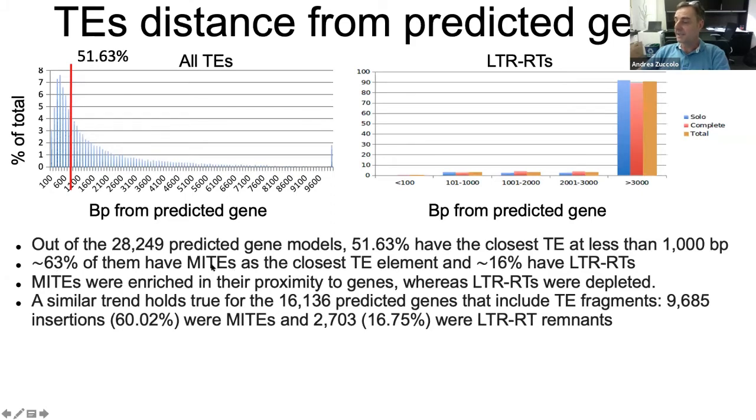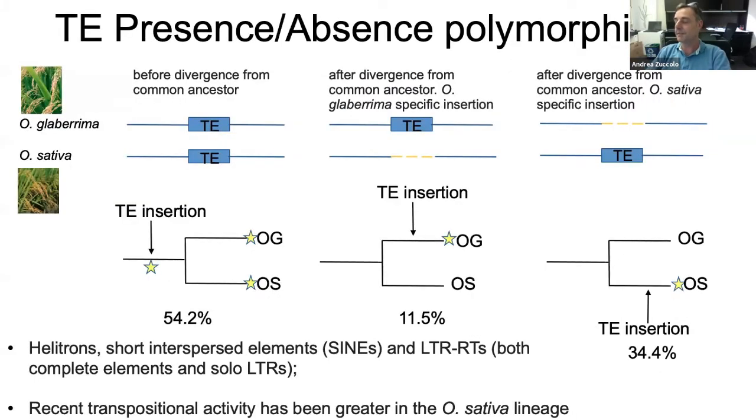63% of these TEs are MITEs that are so enriched close to the genes. 16% are long-terminal repeat retroelements that are depleted there. A similar trend holds true also for the more than 16,000 genes that have an insertion of TE fragments inside. 60% of them have a MITE, or more than one MITE. 16% have an LTR retroelement. Only in 400 exons we had an insertion of TEs.